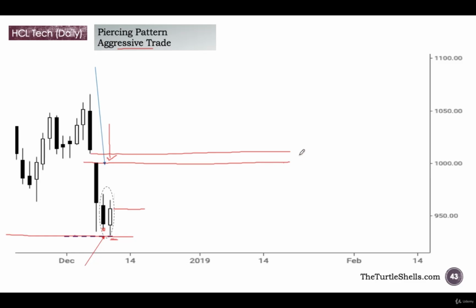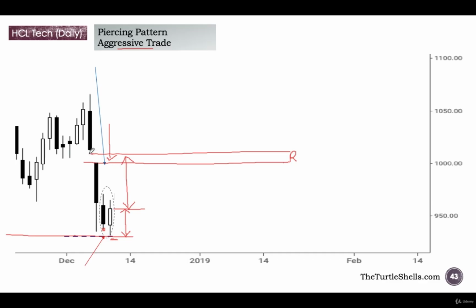So a falling window becomes resistance. And it's a very strong resistance in Japanese candlesticks terminology. This is a very important turning point. So if this is the risk, then our reward is going to be this, which is hardly 2:1. So that's a risk. That's a negative for this kind of an aggressive trade.